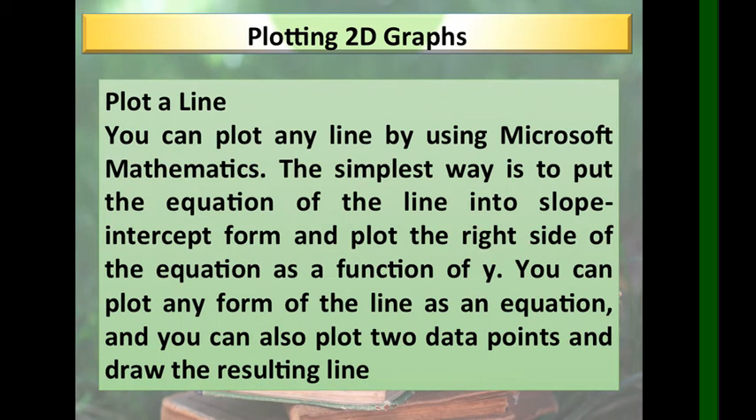Okay, now plotting 2D graphs. Plot a line. You can plot any line by using Microsoft Mathematics. The simplest way is to put the equation of the line into slope-intercept form and plot the right side of the equation as a function of y. You can plot any form of line as an equation, and you can also plot two data points and draw the resulting line. So, mas maganda daw na slope of the line, kung line din yung gagamitin mo, yung y is equal to ax plus b.